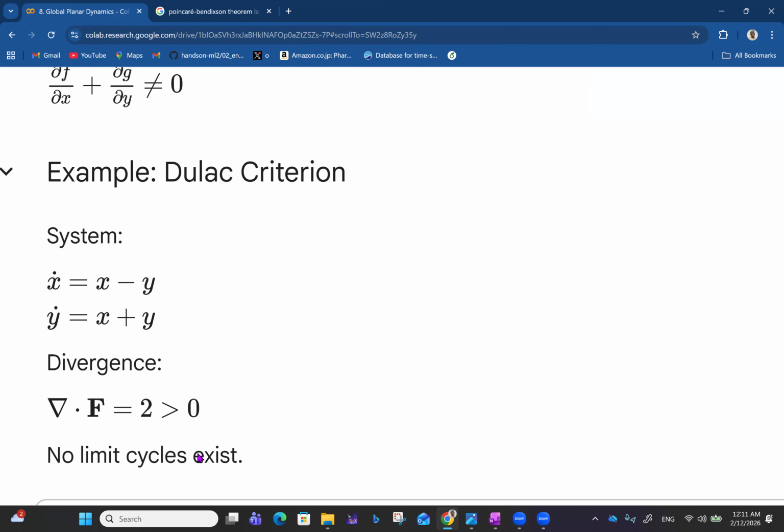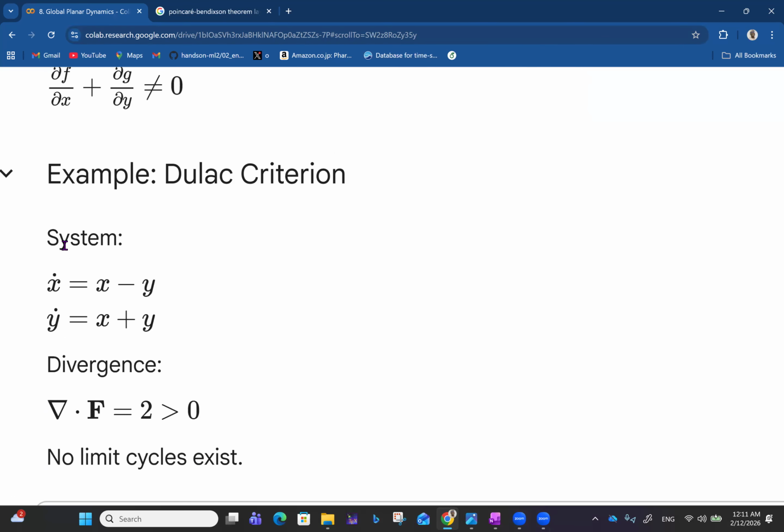So let's look at what the Dulac criterion means for a system like this. You have x dot equals x minus y, and y dot equals x plus y. So we have the divergence. The divergence of f here is equal to 2, greater than 0. So no limit cycles exist in this particular situation because this is greater than 0. Of course, we already know df/dx plus dg/dy: df/dx is actually 1, and dg/dy is equal to 1 too.